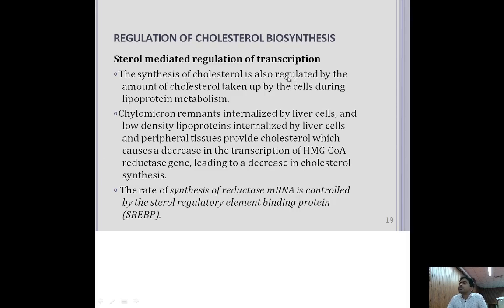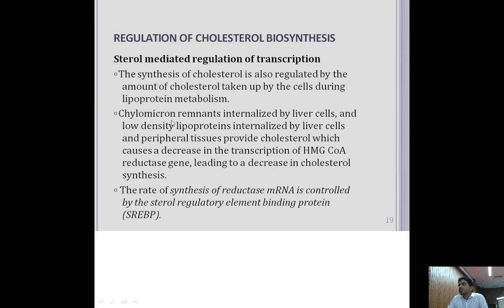So the synthesis of cholesterol is also regulated by the amount of cholesterol taken up by the cell during lipoprotein metabolism, right? Basically, during lipoprotein metabolism, if more and more cholesterol is taken up by the cell, then the synthesis of cholesterol will not happen, because so much cholesterol will already be present inside the cell. Chylomicron and LDL, we'll see in detail in the lipoprotein classes in the next classes.